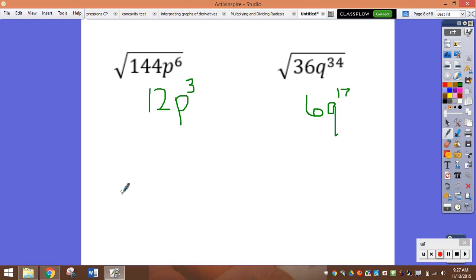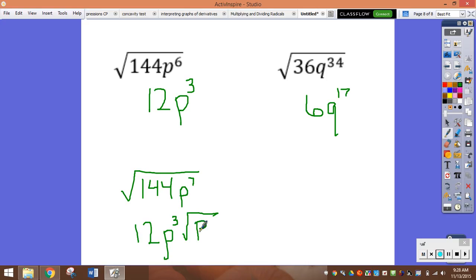And what I was saying earlier is if I had something like this, the square root of 144 times p to the 7th, the square root of 144 is still 12. 2 goes into 7 3 times. But I still had that 1 left over. So that remainder stays inside of the radical. So the simplified form of the square root of 144p to the 7th would be 12p cubed times the square root of p. And so that's how you would simplify square roots.